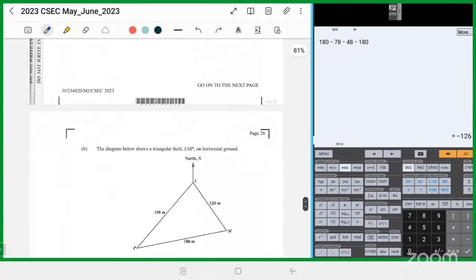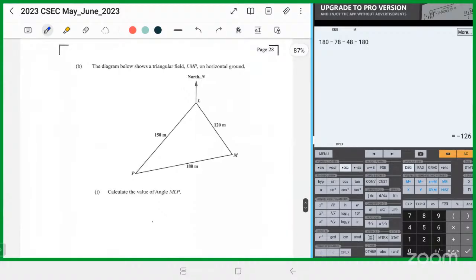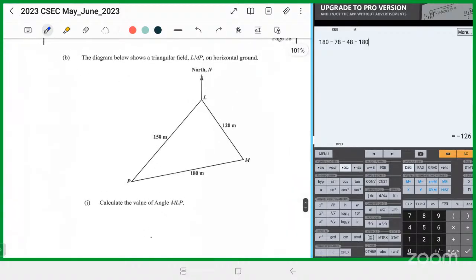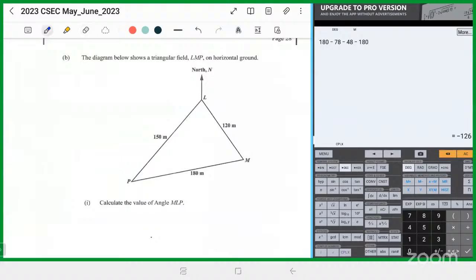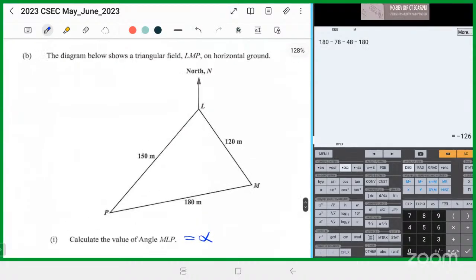Okay, so the next part now is a bearings question down here. This question says, the diagram below shows a triangular field LMP on horizontal ground. So this is a triangular field on horizontal ground. As I look at it, I see three sides with no angle. So to find any angle in there, I'm going to have to use the cosine rule, because the triangle is not a right angle triangle. Find angle MLP. That's the angle at L right here. Let's call that angle alpha. I'm just going to put it equal to alpha and put alpha on my diagram right here.